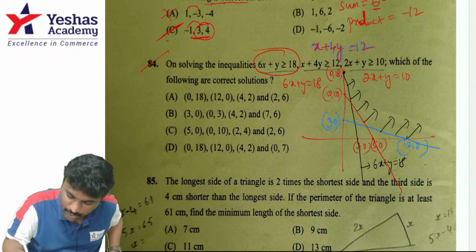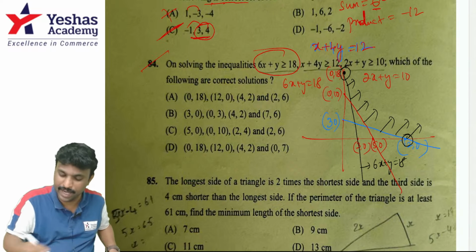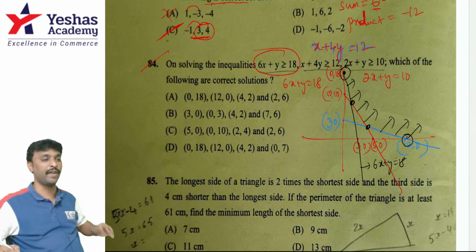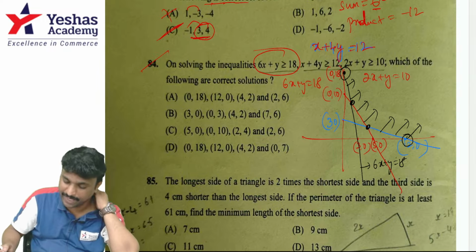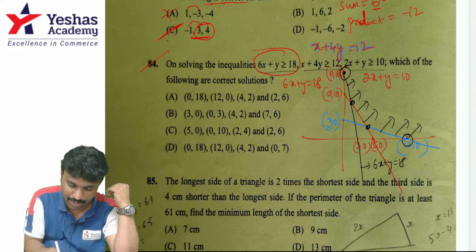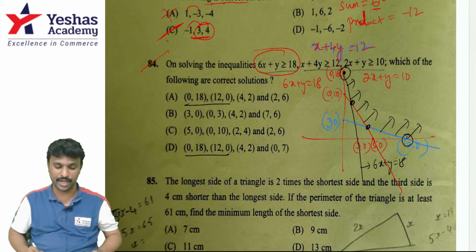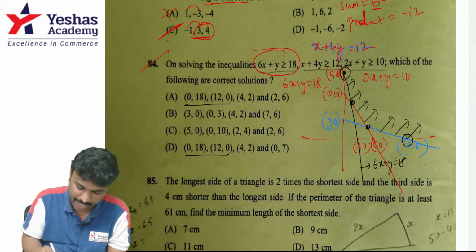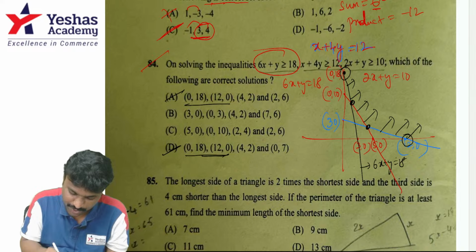Now this common region encloses what points? 0 comma 18 is there. 12 comma 0 is definitely there, and these 2 points which I am highlighting. Is it required that we find those 2 points? It's not necessary. Just look for the option where 0 comma 18 and 12 comma 0 are present. They are present in option A, and even in option D. But between option A and option D, what is the difference?